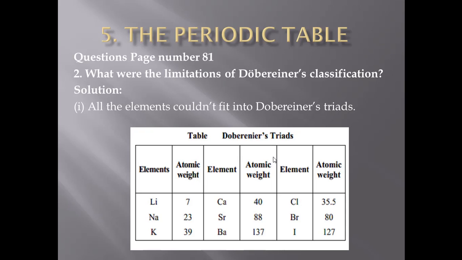Question number 2. What were the limitations of Dobereiner's classification? So there was only one limitation for Dobereiner's triad, which was that not all the elements could fit into Dobereiner's triads. We know that more than 9 elements were known at that time, but Dobereiner couldn't group any other elements together as triads. He could find only 3 groups of elements, in which he called each group a triad.